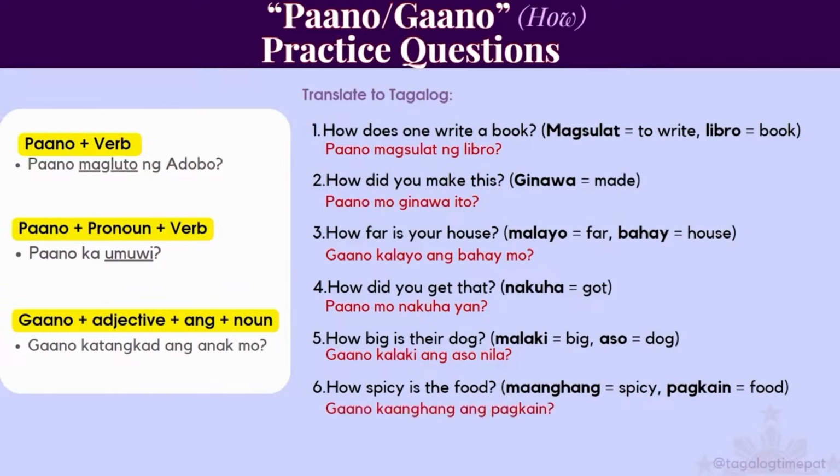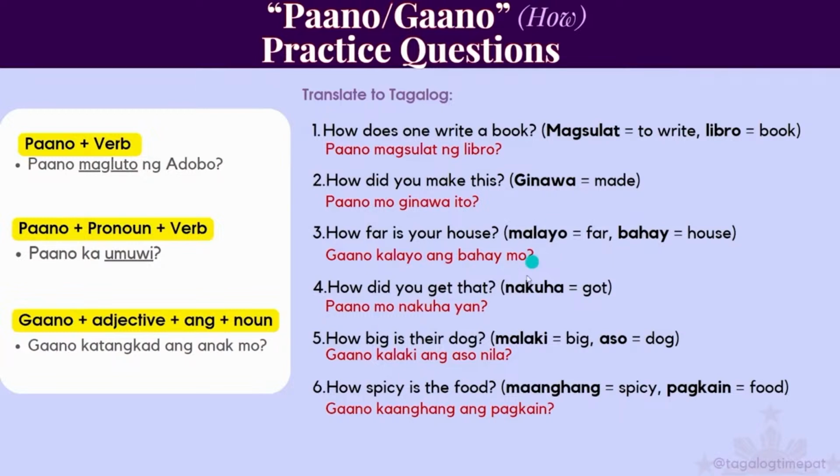And then number 6, how spicy is the food? Maanghang is spicy, pagkain is food. So it's asking about an adjective, the spiciness of it. So it would be gaano kaanghang ang pagkain.